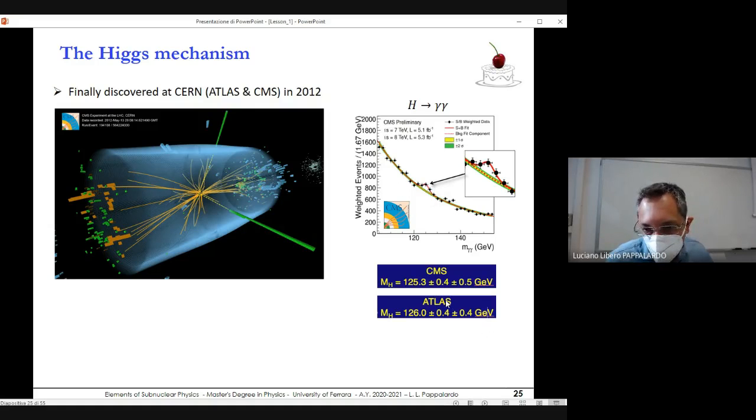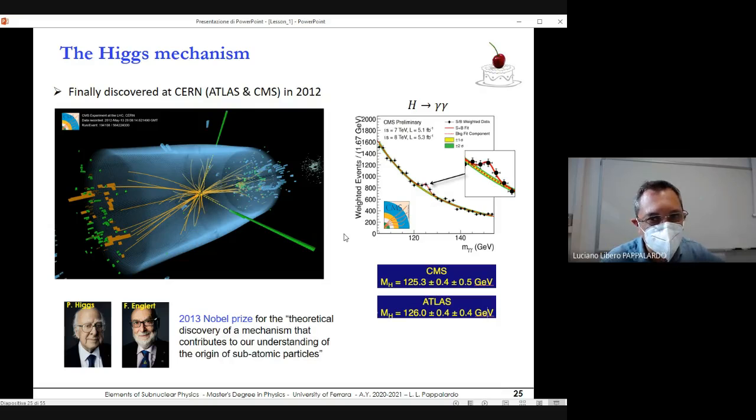And for the mass, CMS and ATLAS found 125.3 and 126, which are of course absolutely consistent with each other within the experimental uncertainty. Today, after 8 years of new data, the precision has of course increased, and the decay of the Higgs boson has been observed in many other decay modes. Okay.